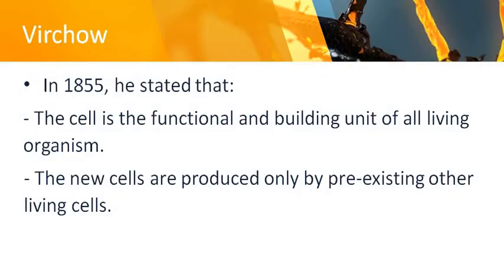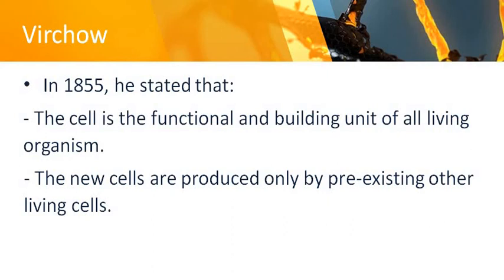It is Virchow. In 1855, Virchow stated that the cell is the functional and building unit of living organisms, and each new cell comes from pre-existing cells, from cells that existed before. So new cells are produced from pre-existing cells. Here is the last scientist, who is called Virchow.